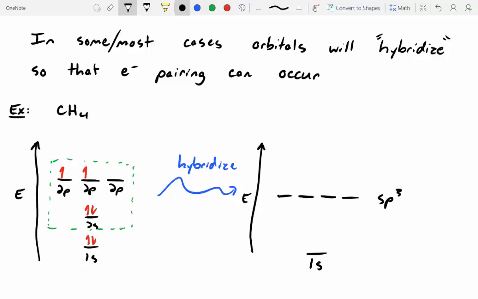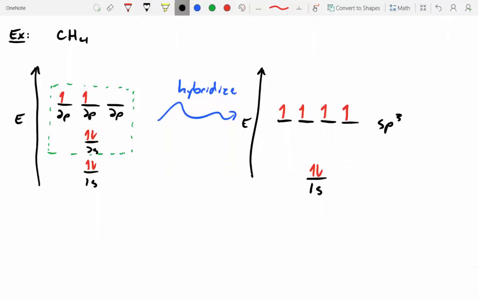Again, we want to fill them from lowest to highest energy. So this 1s will go 1, 2, 3, 4, 5, 6. So by hybridizing that carbon, we now have the capacity to have 4 covalent bonds, right? Because now we've got 4 unpaired electrons. Each one of those electrons could bond with a hydrogen that also has an unpaired electron. So let's make a little note of that. It's 4 unpaired electrons that can bond with the 4 hydrogens.